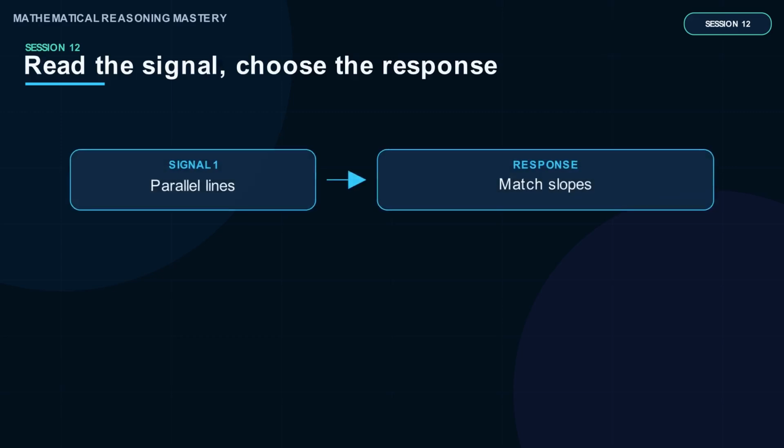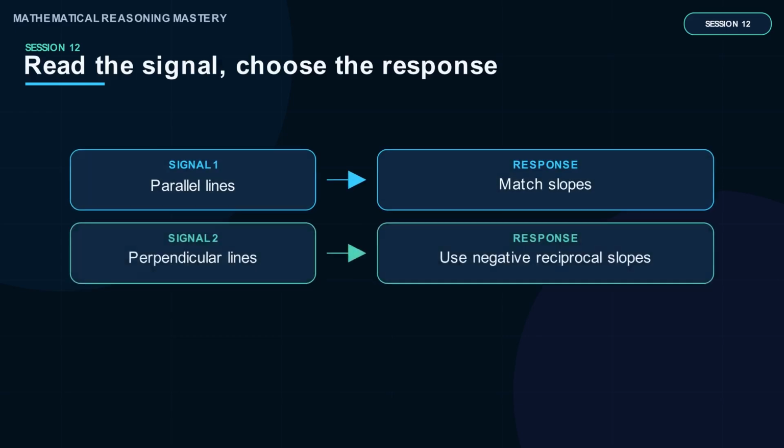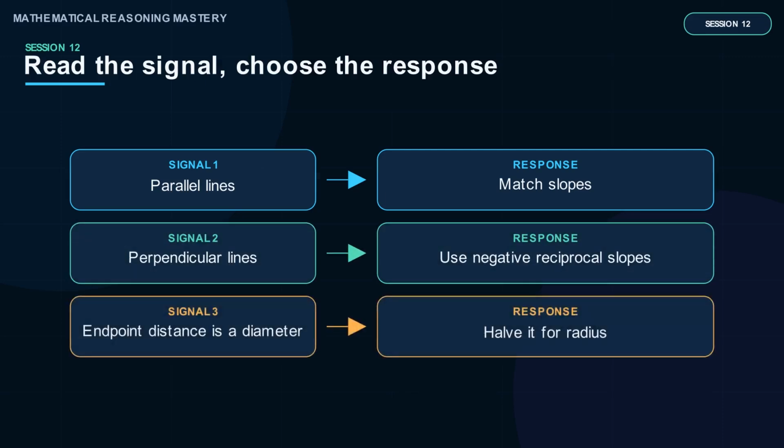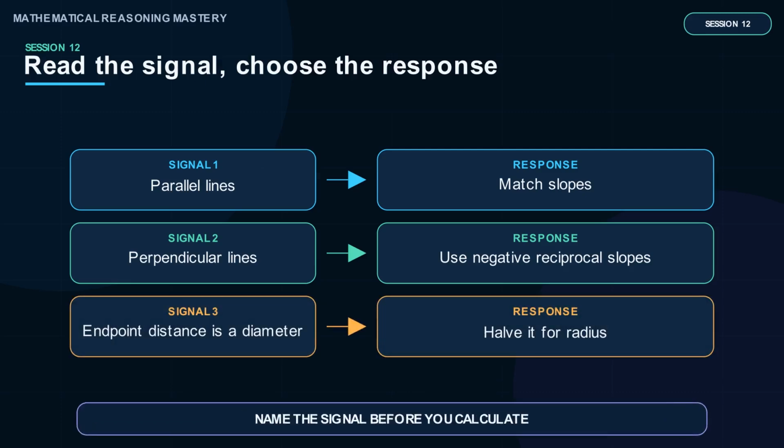Signal 1 is parallel lines. Respond by remembering: match slopes. Name the response before calculating. Signal 2 is perpendicular lines. In that case, use negative reciprocal slopes. The form tells you which tool fits. Signal 3 is that the endpoint distance is a diameter. Remember, halve it for radius. This separates plausible work from valid reasoning. If you cannot name the signal, pause and classify. A deliberate choice of method is usually faster than repairing a rushed setup.